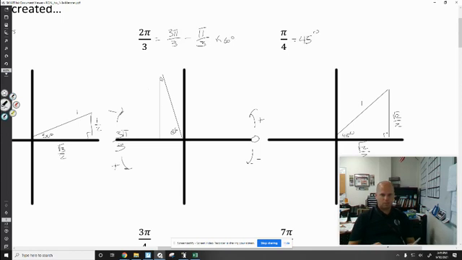And then here's my 30, 60, 90 triangle. Side length root 3 over 2 is the longer side length. I can see the longer side length. Shorter side length 1/2. But I'm going to be careful because I'm going to the left. I'm going to say that half is negative.